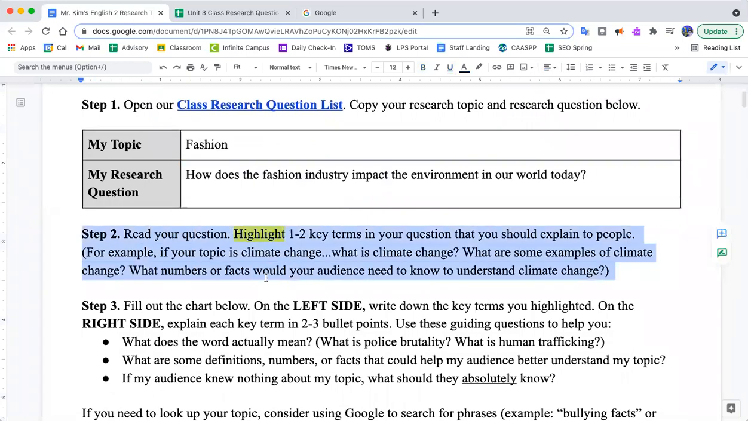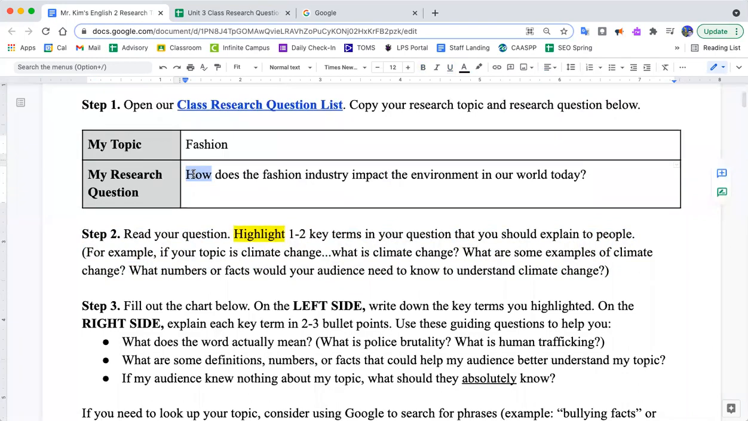That's going to be where you read your question. And in that question, I want you to focus on 1 or 2 key terms that you should explain to people. And these can be any words that you think are really important to define or explain for your audience. As an example, if your topic is climate change, what exactly is climate change? What are some examples of climate change that we see in our world? What are some numbers or facts that your audience should know about climate change to have a better understanding of climate change?